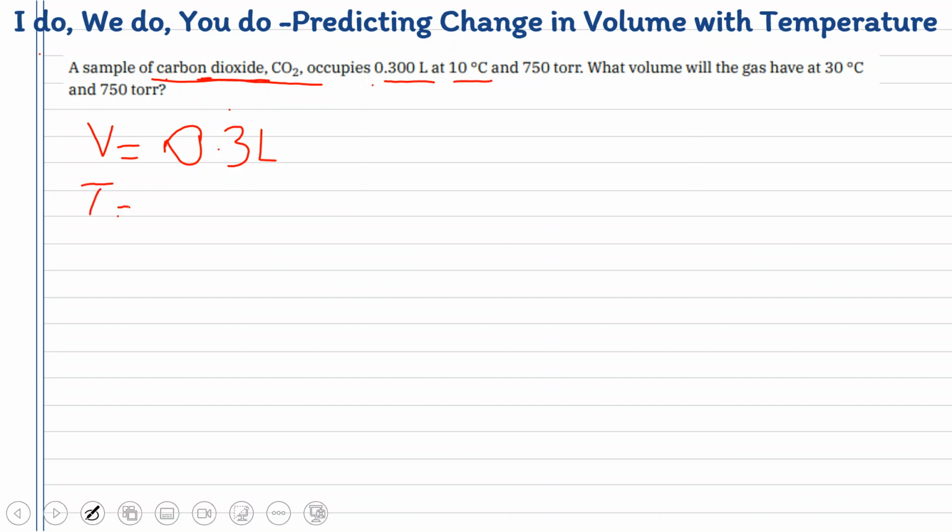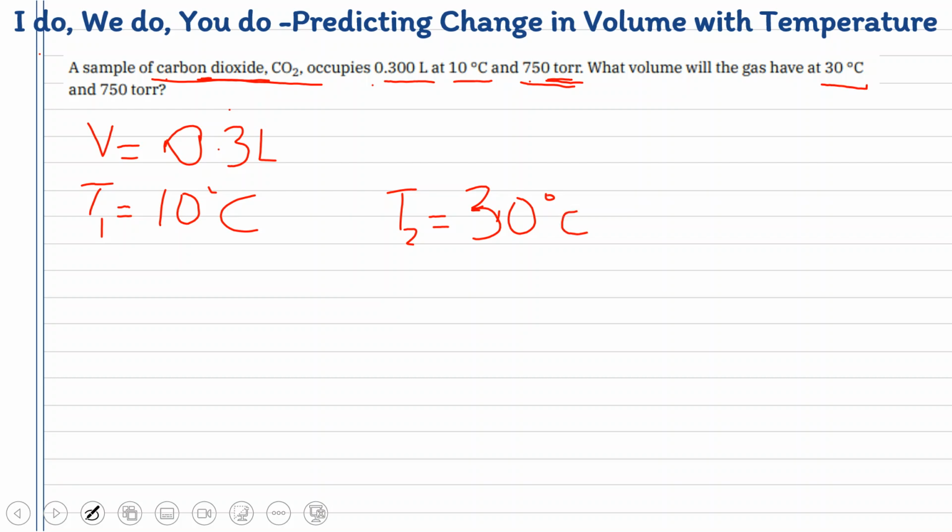So I have a temperature value which is 10 degrees Celsius. And now at this pressure, the pressure is 750 torr. And the question says, what volume would the gas have at 30 degrees Celsius? So now they're giving you another temperature, the second temperature. So let's say if this is the first temperature, there's been a change to the temperature. The second temperature is now 30 degrees Celsius.